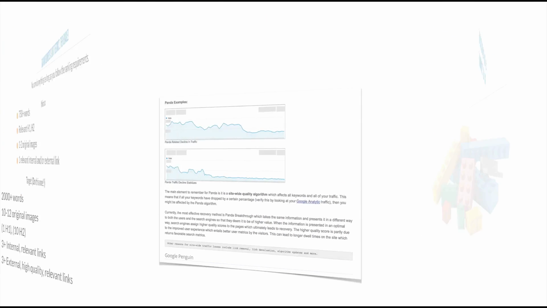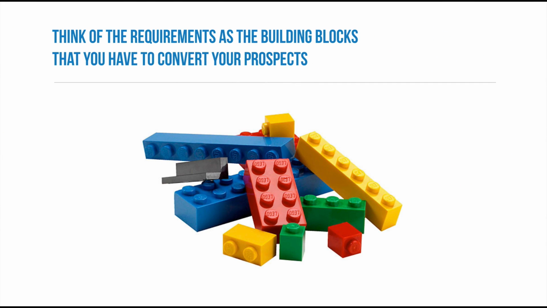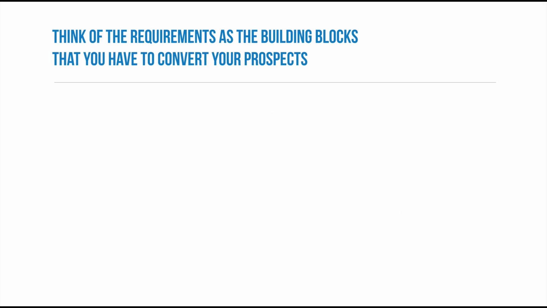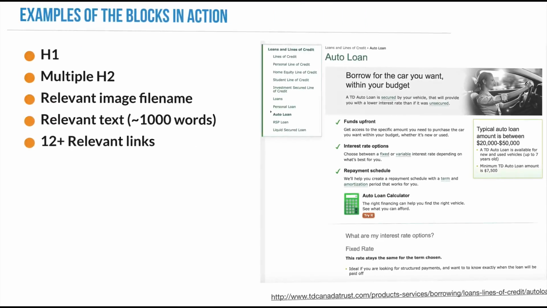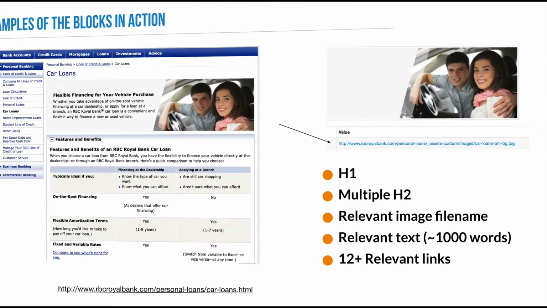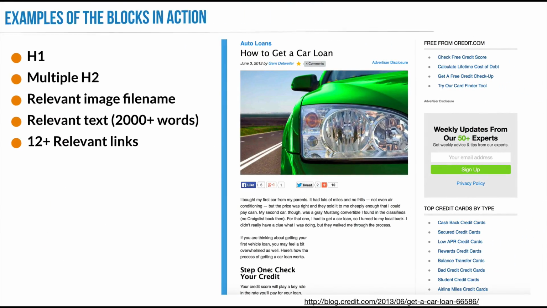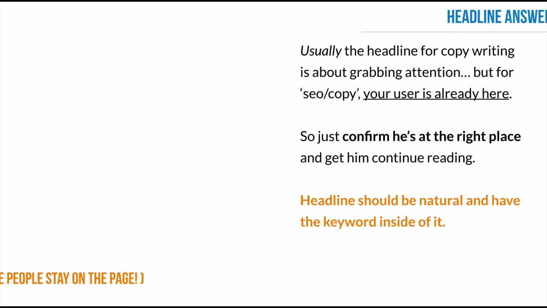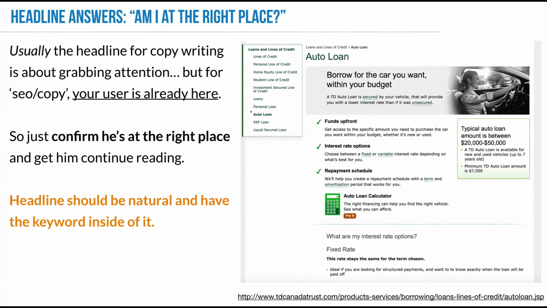So Google doesn't necessarily hate pages that are salesy. Google just dislikes pages that don't have those elements. So that's going to be one of the key features where all these pages are drastically different, but they all have those elements. Okay, so the headline.